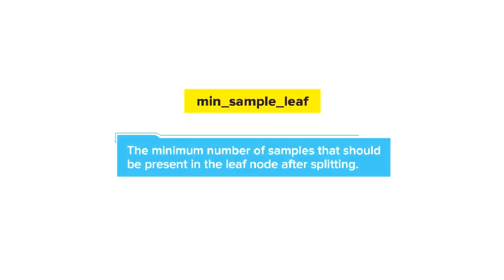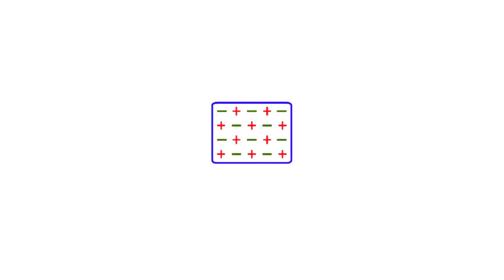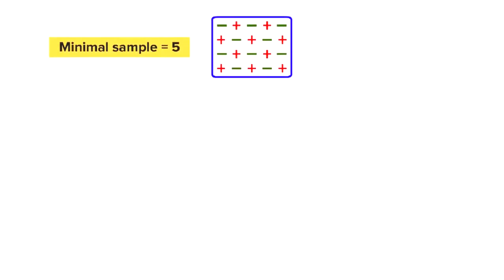Now, let's look at the last important parameter of the decision tree known as min sample leaf. This parameter specifies the minimum number of samples that should be present in the leaf node after splitting. This parameter again helps prevent overfitting as the parameter value increases. Let's understand it with an example. Let's say we have set the minimum samples for a terminal node as 5 in this case.